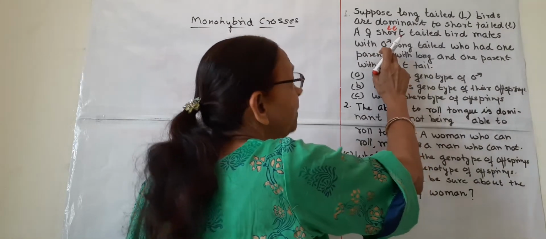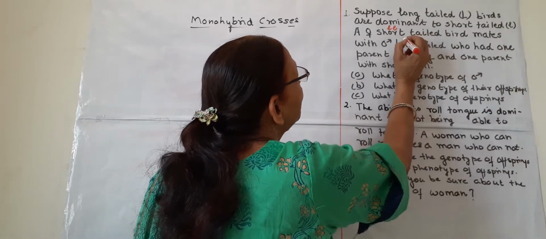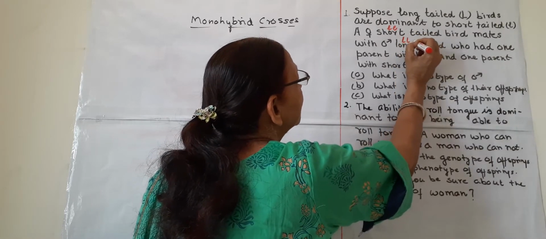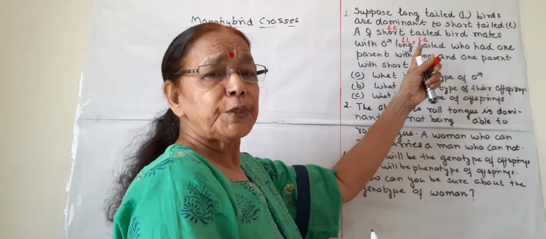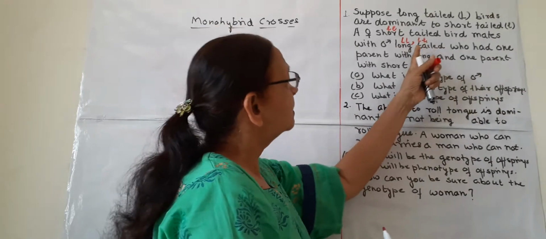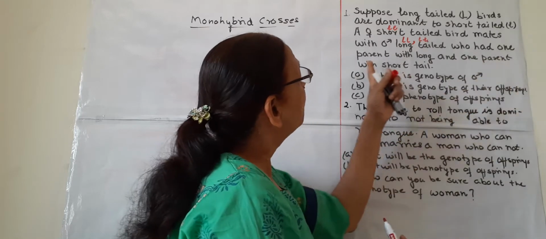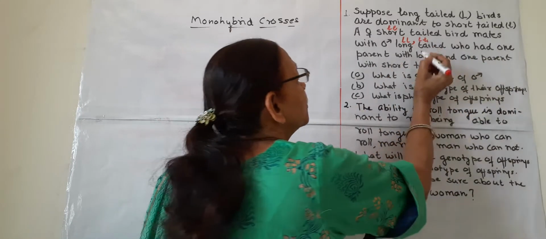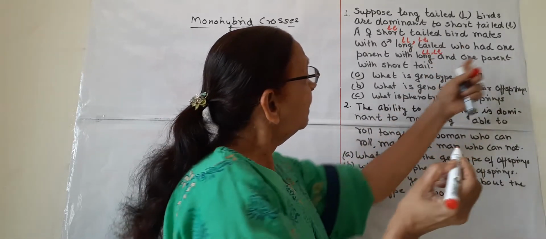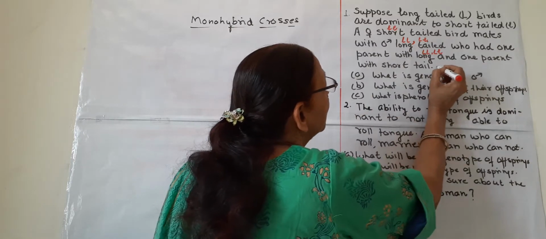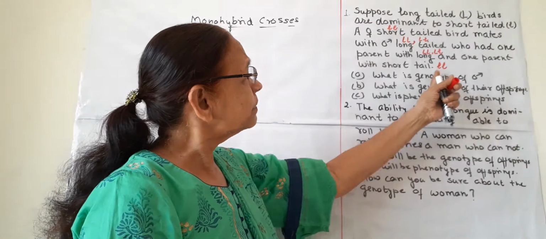Mates with a male, which is long-tailed. So this male long-tailed may be LL, homozygous dominant, or it may be Ll. In both the cases, these two genotypes can be possible, and in both the cases, it will be long-tailed. This male had one parent with long, so this parent can have again LL or Ll, and the other parent with short. So the other parent will be definitely small l.